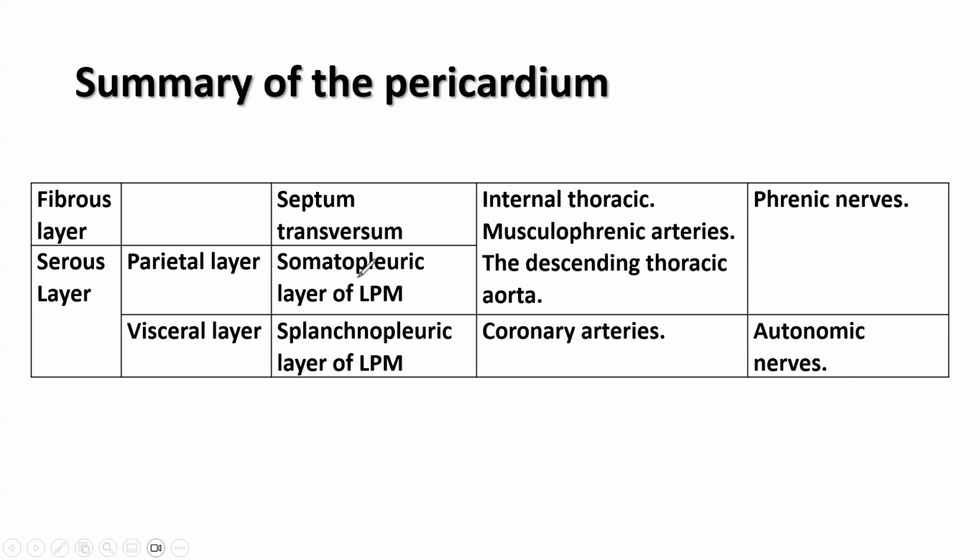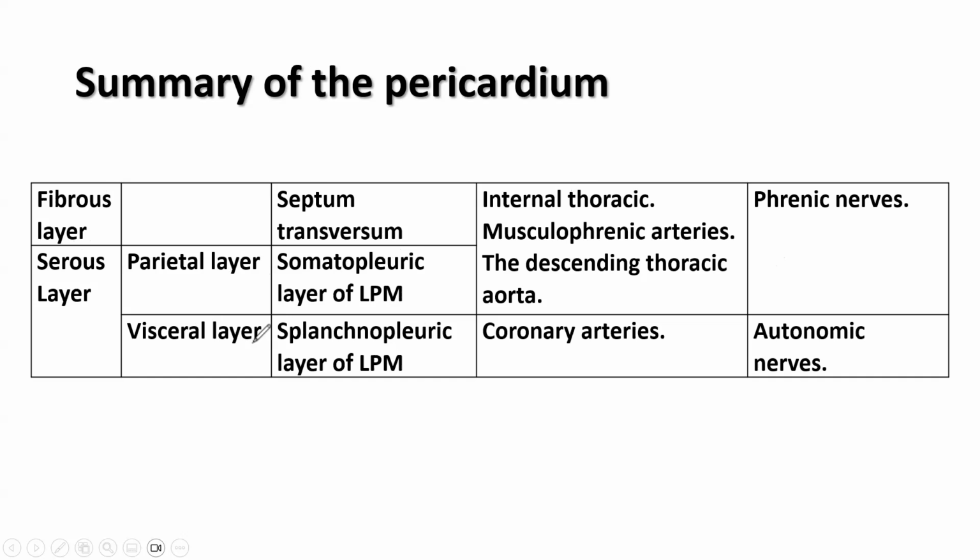Parietal layer develops from the somatopleuric layer of lateral plate mesoderm. Visceral layer develops from the splanchnopleuric layer of lateral plate mesoderm. These two layers, that is the fibrous layer and parietal layer, are closely blended to each other. That's why their blood supply and nerve supply are the same.